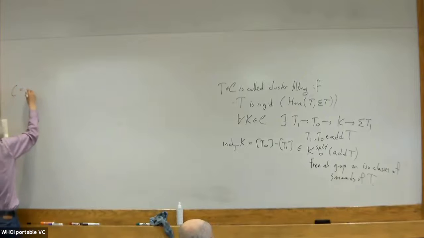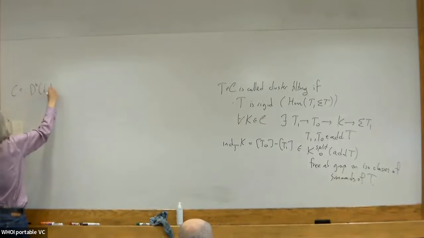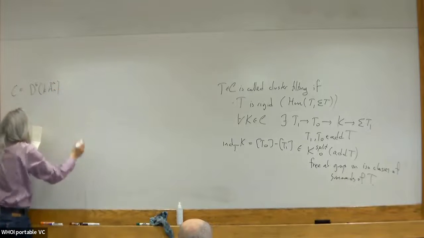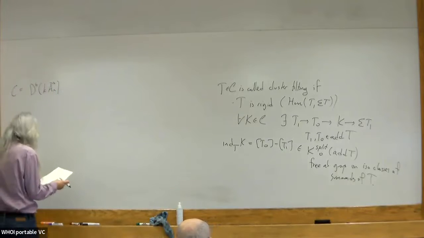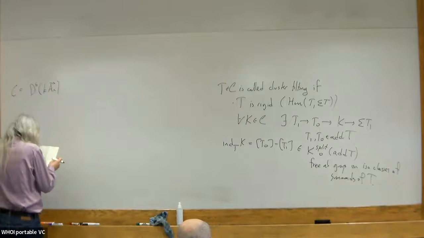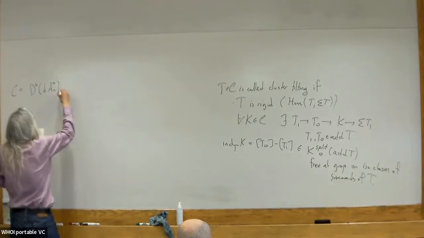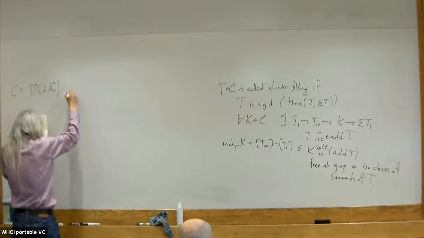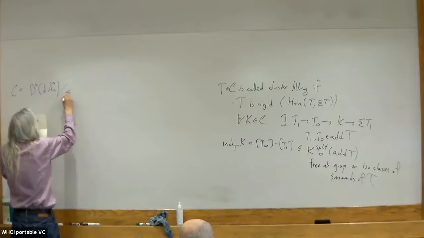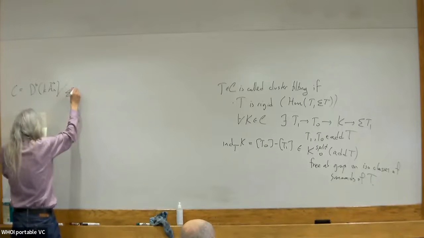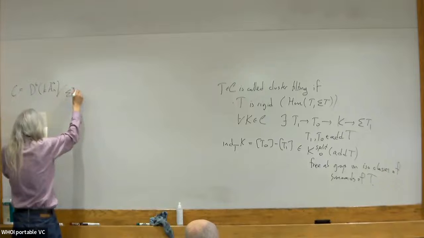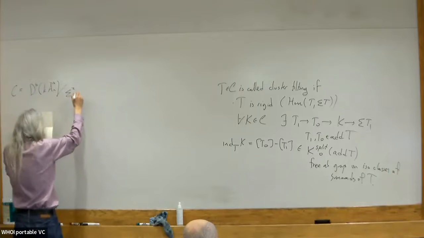Example: my cluster category can be the bounded derived category of the path algebra of an A_n quiver, and of course it doesn't really depend which A_n quiver I take, they're all derived equivalent. Quotiented out by double suspension.